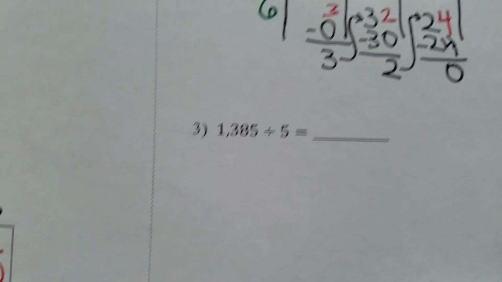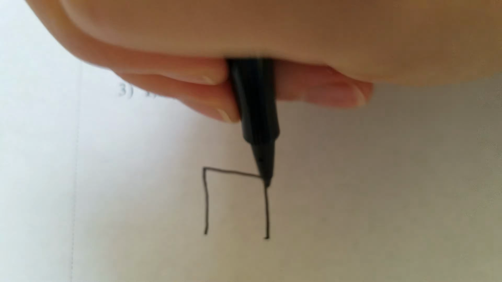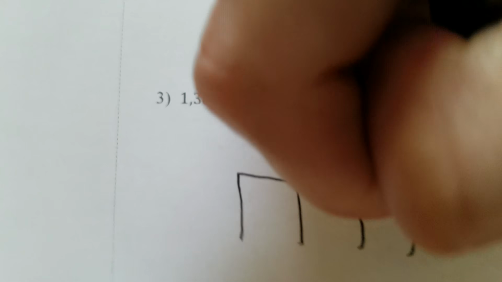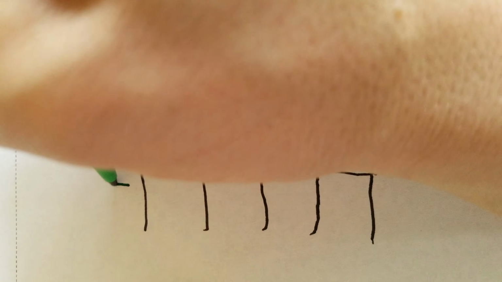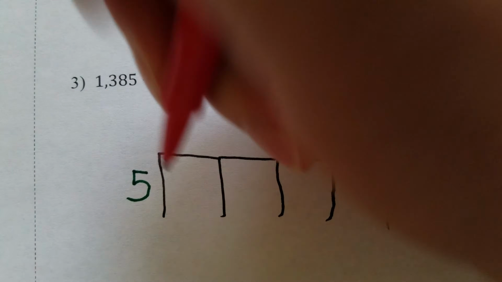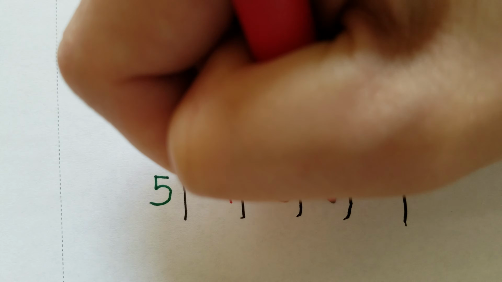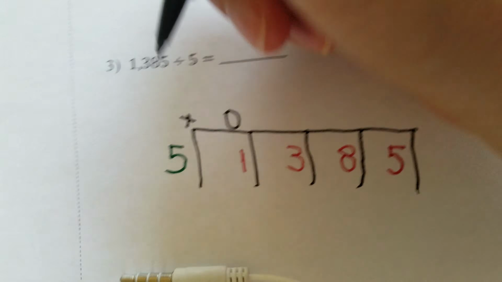Okay, last one for you to try. Please do so. This one is going to need 4 boxes because we have thousands place. So the 5 goes out here. 1,385. 5 can't go into 1, so we're going to get 0 there. This will be 0. Subtract, you get the 1. Bring the 1 up.